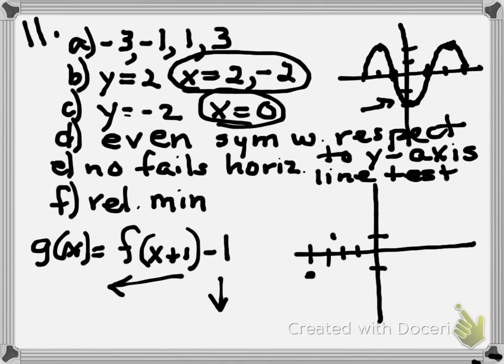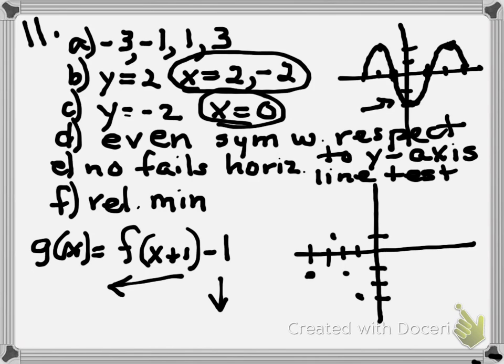Then we're going to take the point which is at (-1, 0), and we're going to shift it 1 over to -2, but drop it down to -1. Then we're going to take the point which is at (0, -2), and we're going to shift it over 1, which is at (-1, -3).